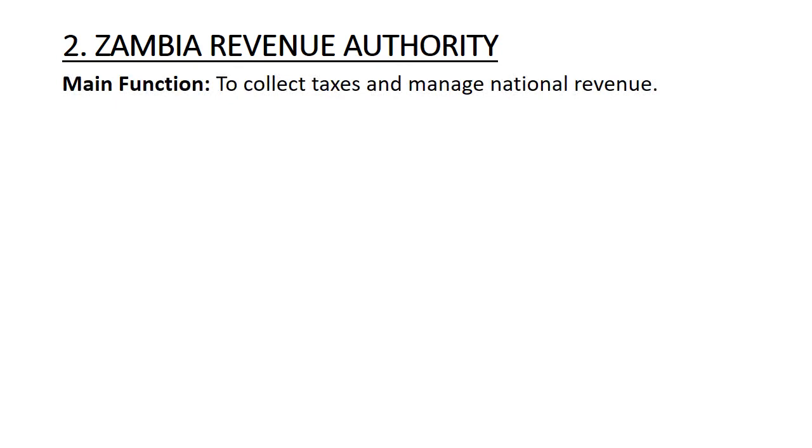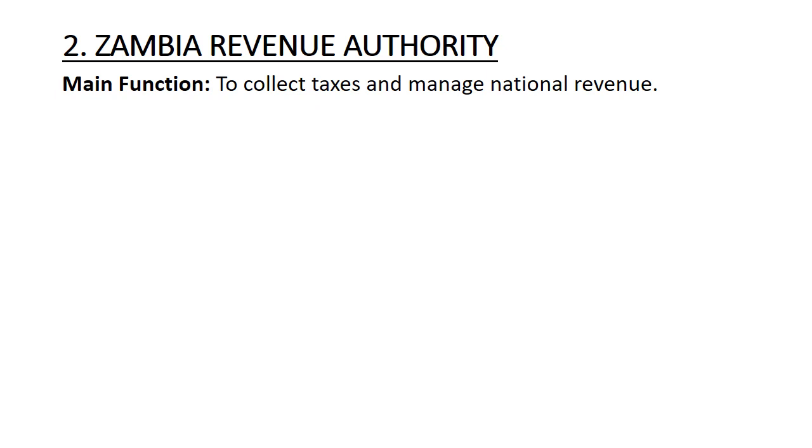Next, we look at ZRA, Zambia Revenue Authority. So the main function of ZRA is to collect taxes and manage national revenue. Okay, so it manages the amount of money that the country makes. And also, of course, it collects taxes. This is the main function.